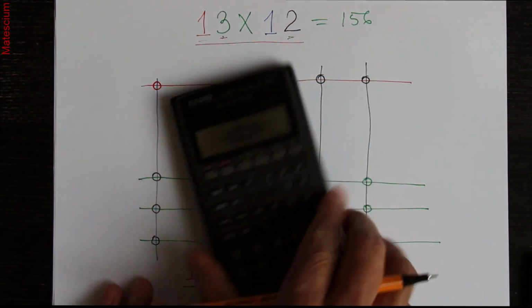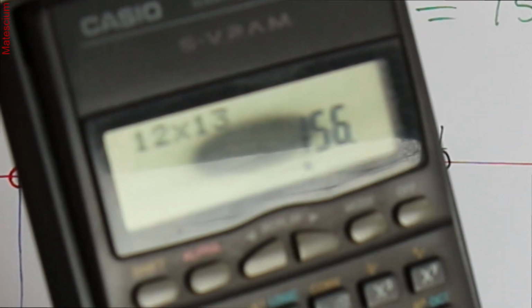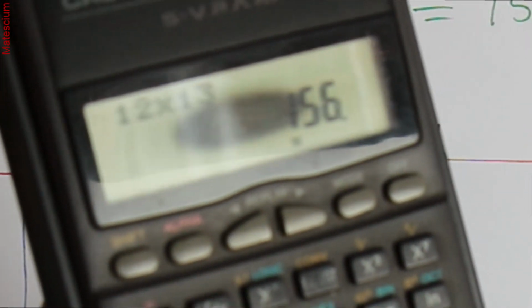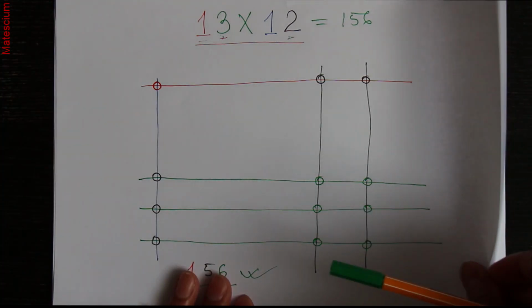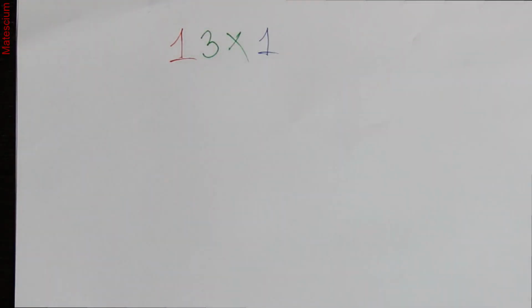Yes, you can see the calculator. My calculator has some problem. 12 times 13 is 156. Let's try another example. 13 times, let's say, 14.